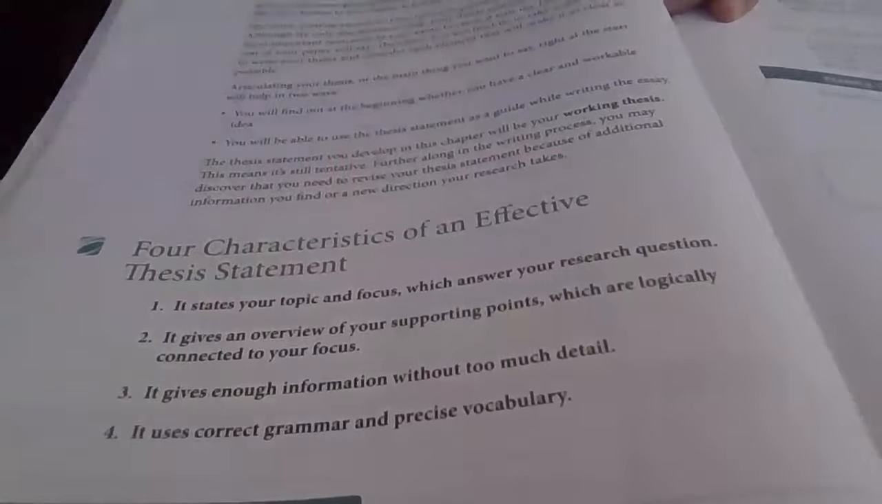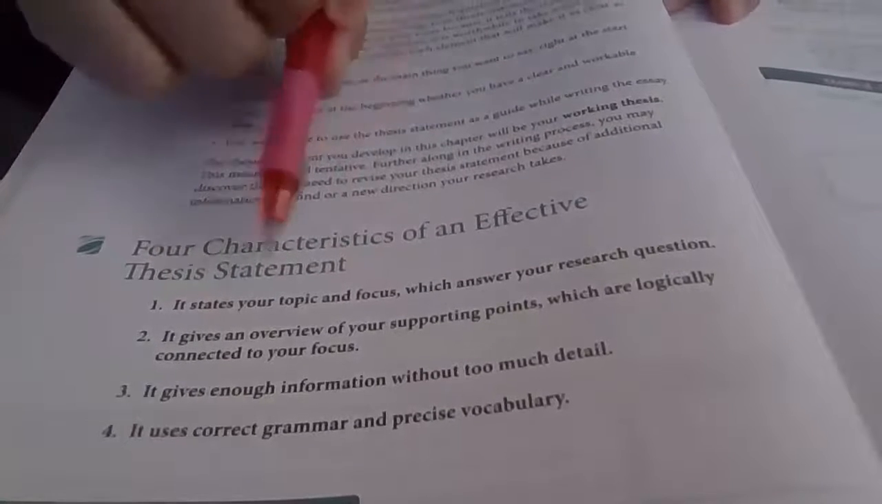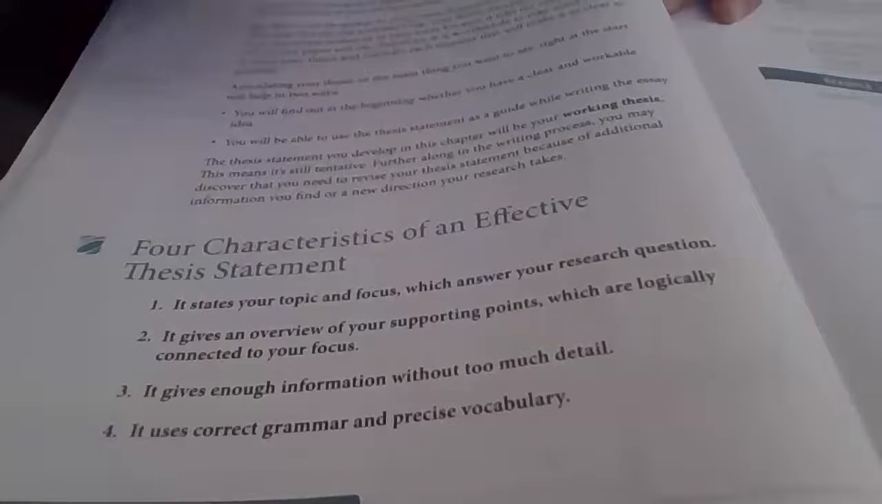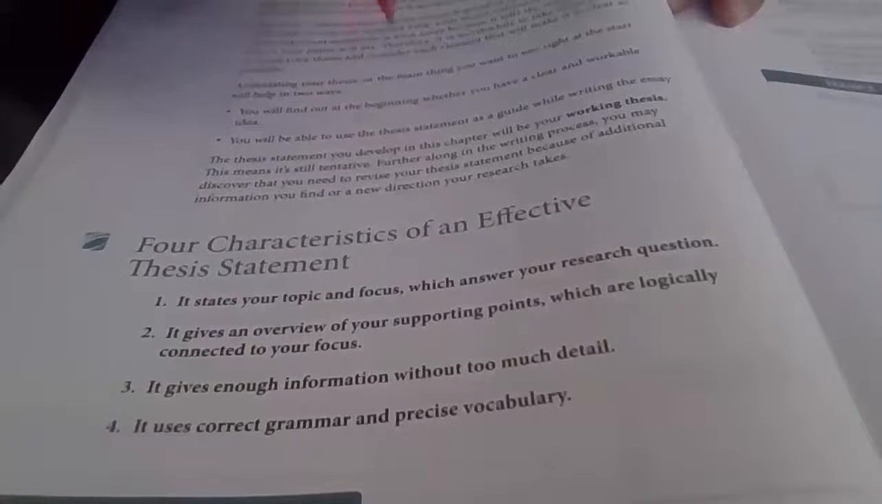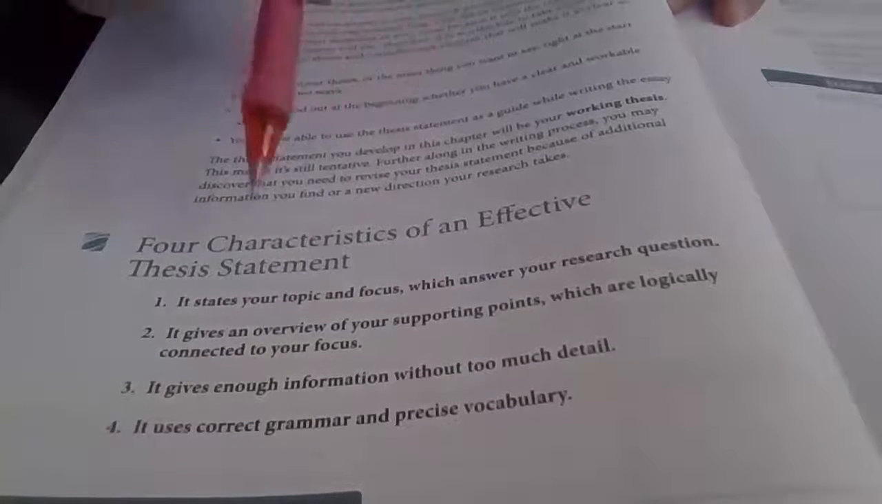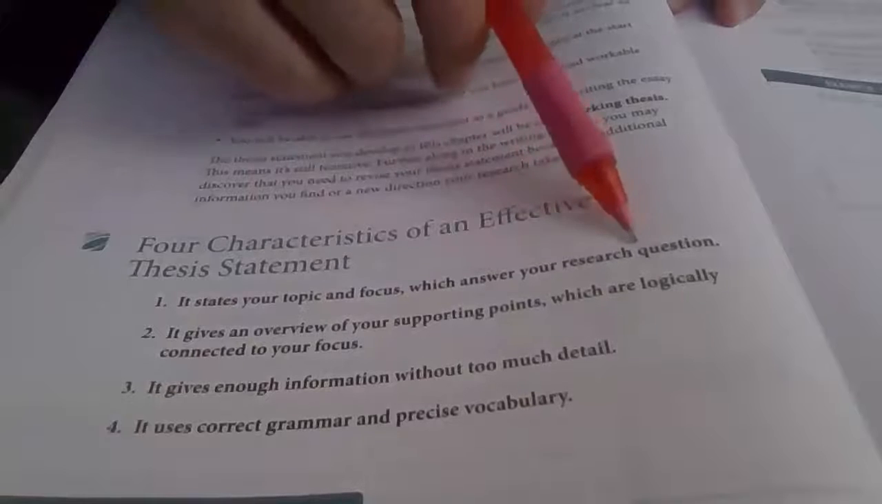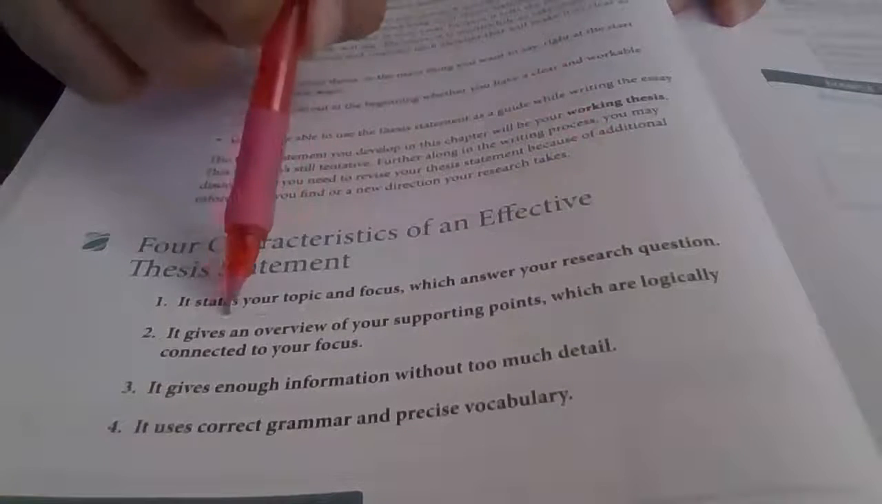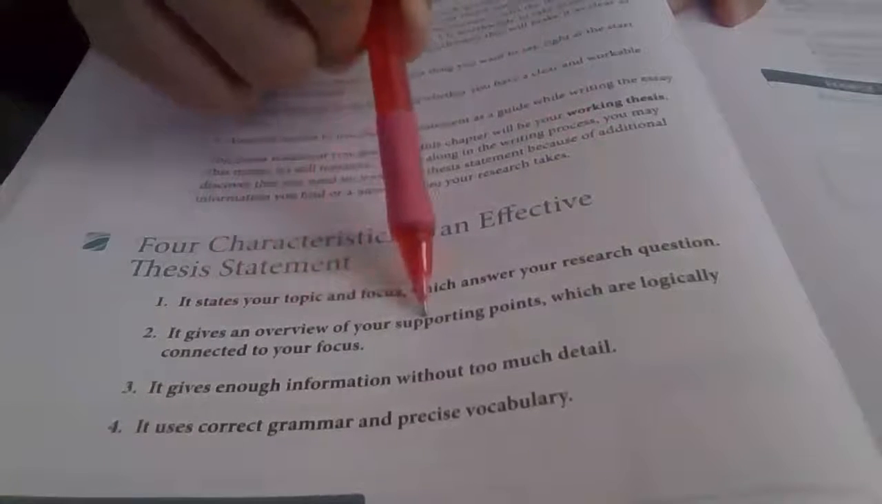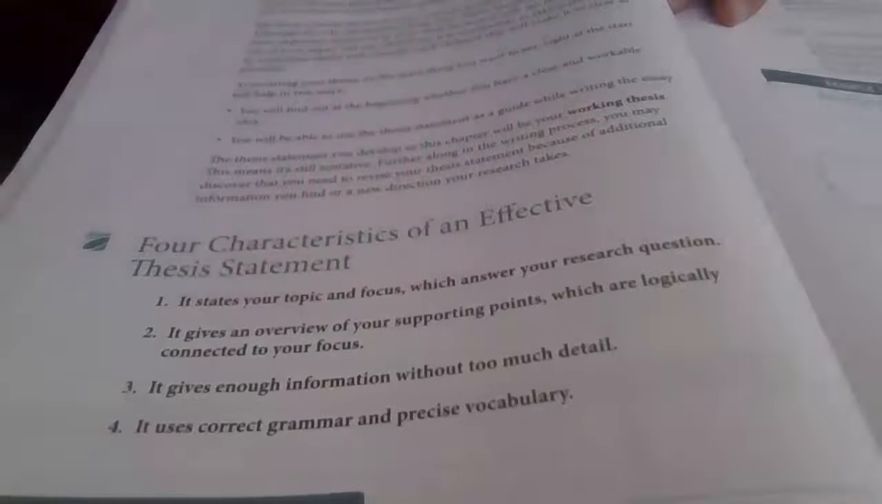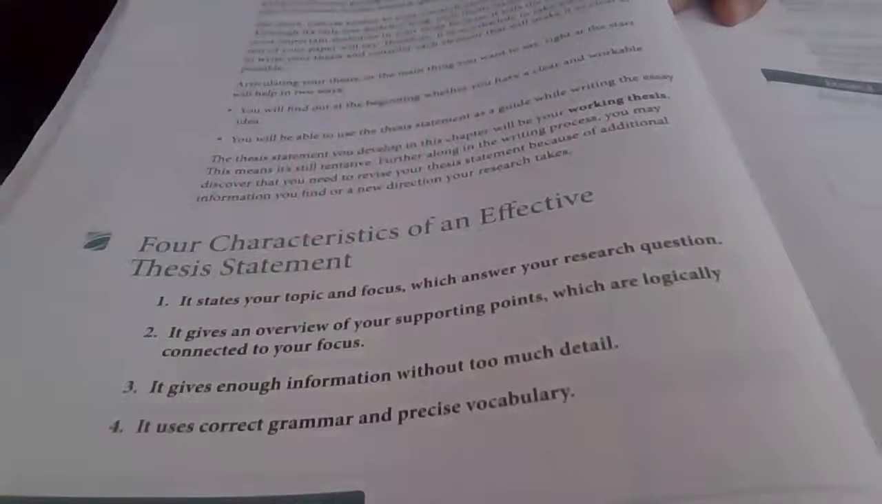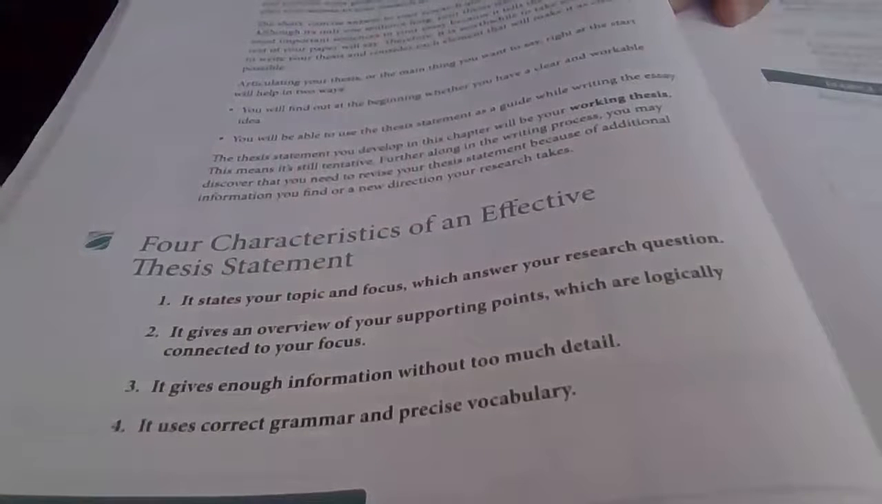It's like the focus is what type of essay it's going to be. Is this going to be a classification? Is this going to be a compare and contrast, argumentative? Right? And then, of course, we have to answer the research question or topic. Number 2 gives an overview of your supporting points, which are logically connected. So yes, even though we're not listing 1, 2, and 3 in our thesis, like I said, we're still introducing these general ideas, general categories, right?